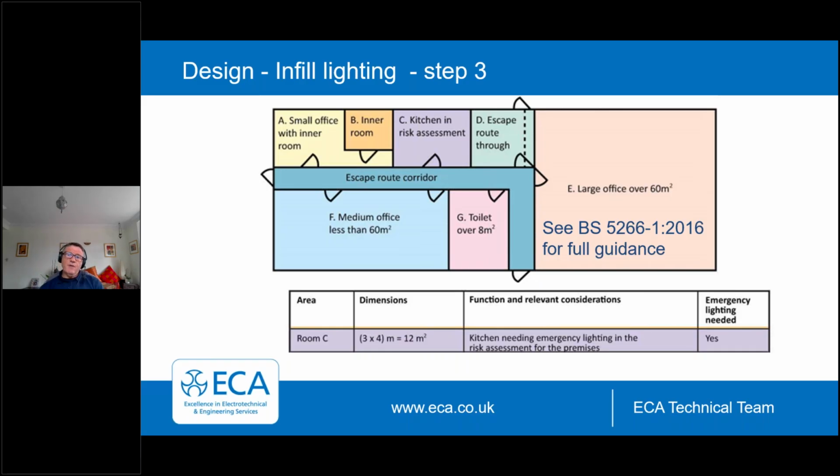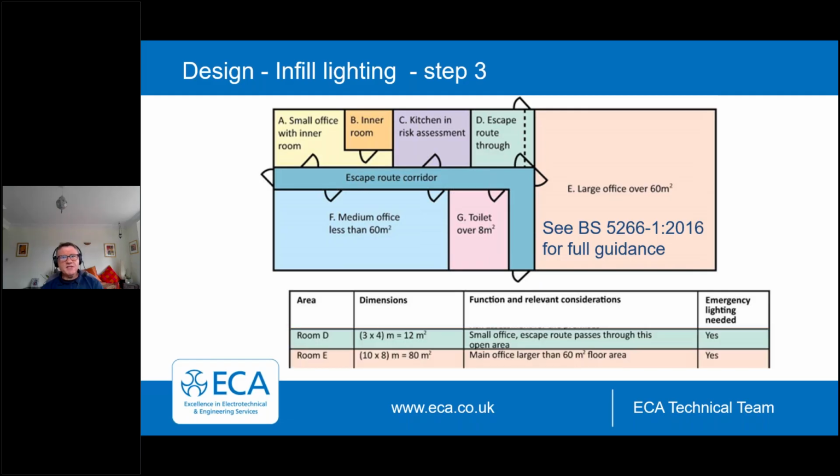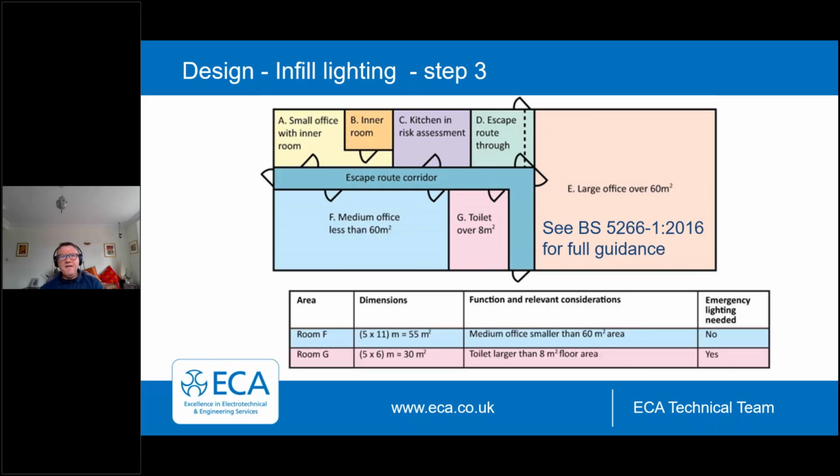Would you need it in C? Yes, there are special requirements in kitchens, and you would require it in C. Would you require it in D? Yes, because the escape route passes through this to an exit outside. Would you need it in E? Yes, because of the area. That is considered open area lighting, of course. Would you need it in F? Potentially not. It's less than 60 meters. General guidance is potentially not, but your risk assessment may tell you otherwise.